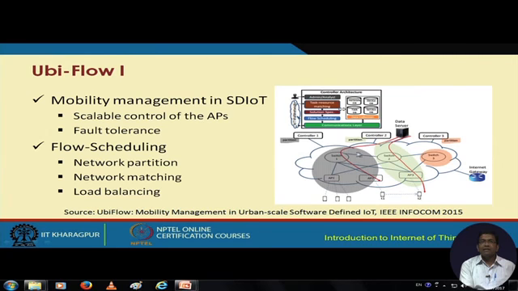And load balancing basically takes care of how the network matching and load balancing will be done together. So, load balancing is going to take care of issues such as one partition getting too loaded while the other partition is underloaded and so on. So, this is what the load balancing is going to do.